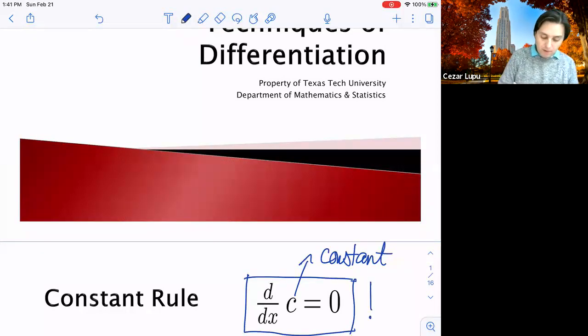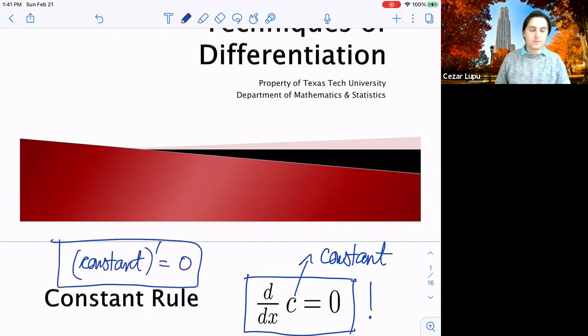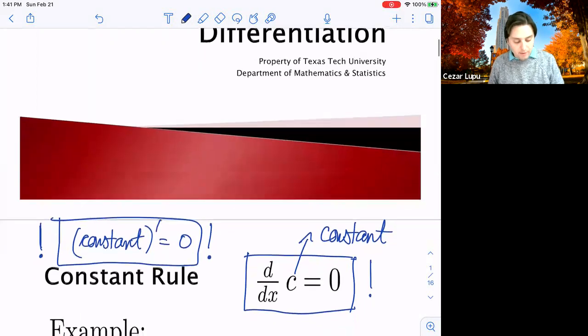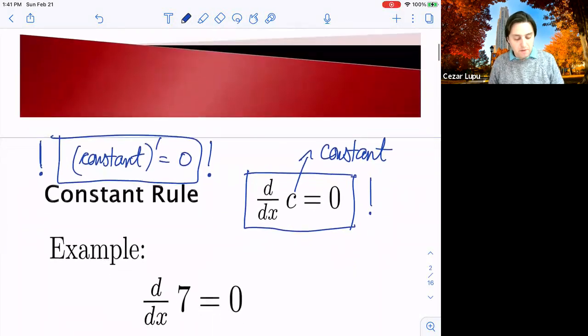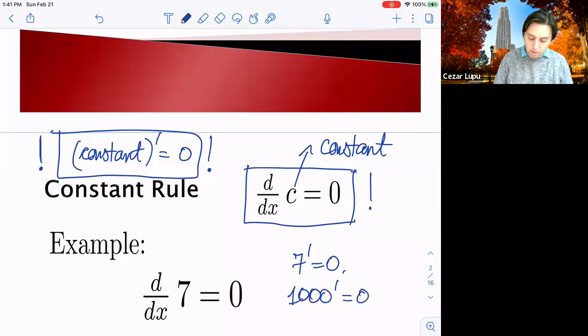Or you can also write, a constant prime will always be 0. So that's what you need to know, right? The derivative of a constant is always 0. And let's see an example. For example, the derivative of 7 is 0. So as you can see, 7 prime is 0. If you take any other constant, for example 1000 prime, this will be 0. So keep this in mind.